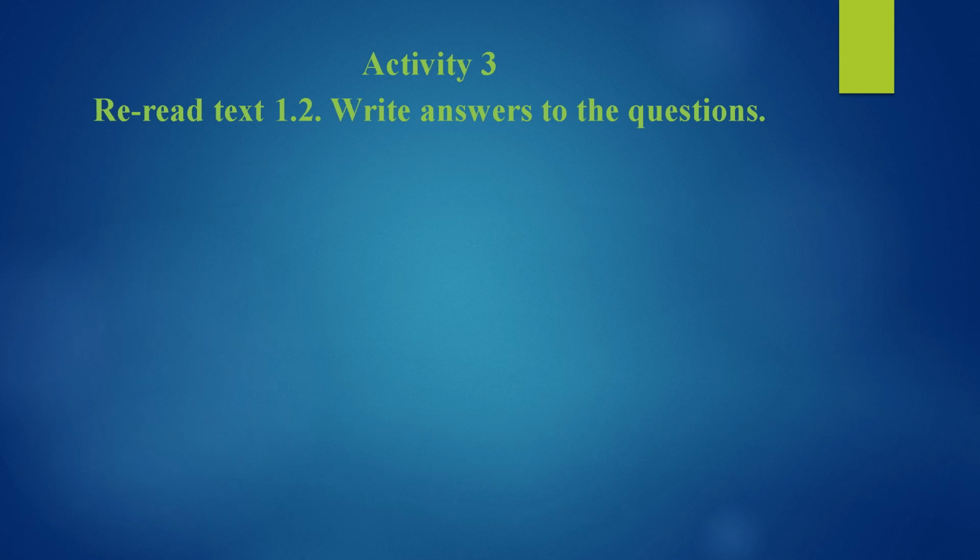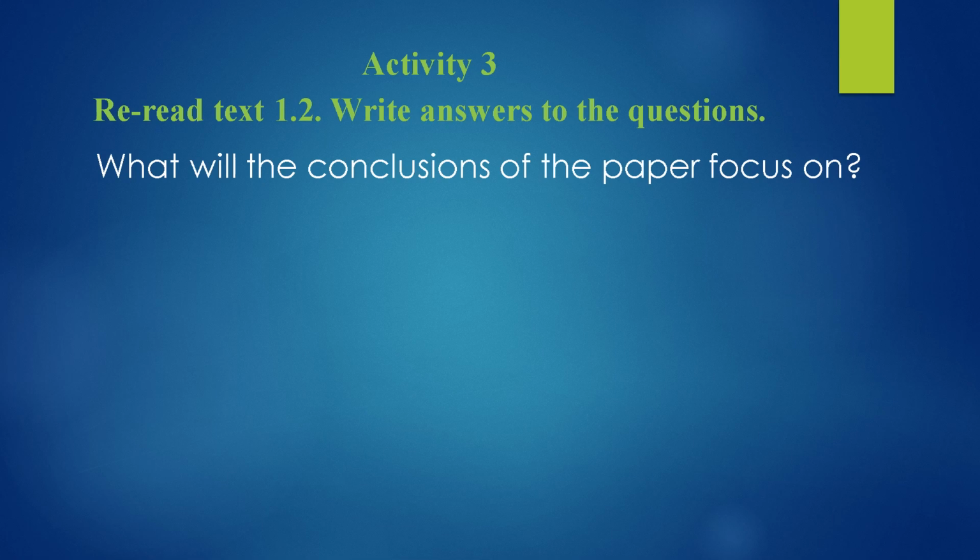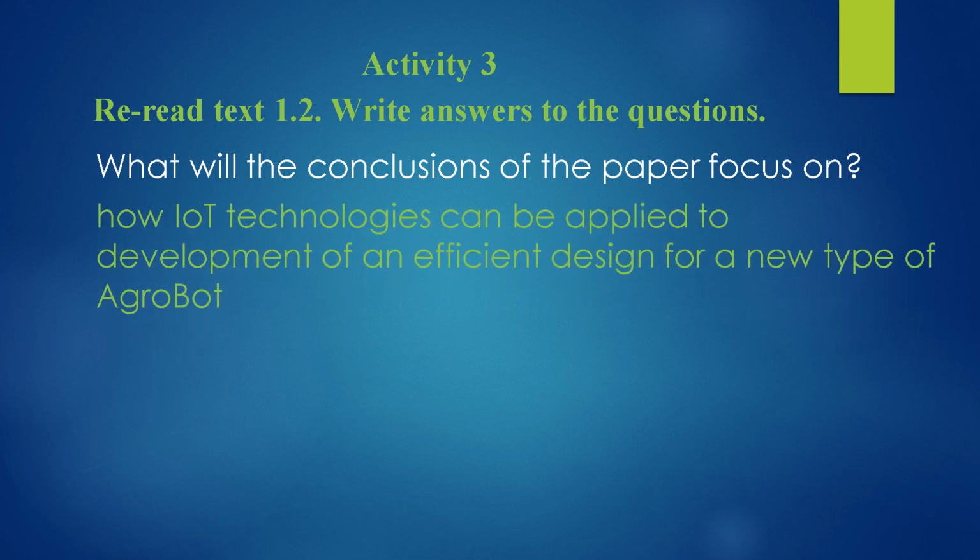Okay. As you can see, these are the big issues that have to be presented in the email. So the next question, of course, is what will the conclusions of the paper focus on? This is one of the most important aspects of writing to an international conference because they want to know what conclusions have been found. Okay, so take a few seconds. What will the conclusions of the paper focus on? Okay, here's the answer. How IoT technologies can be applied to development of an efficient design for a new type of agrobot. Okay, very clear, not too long, one sentence on the conclusions of the paper. Very important to be very clear.